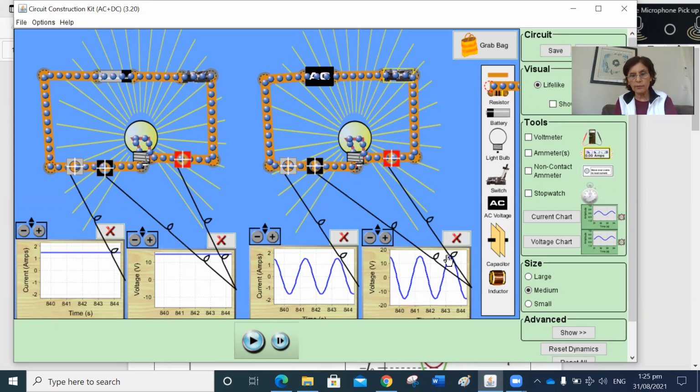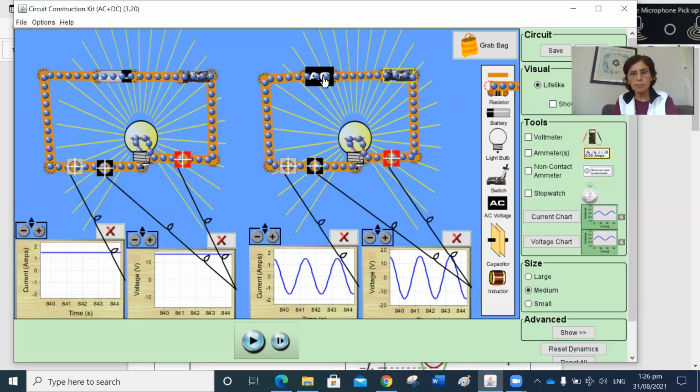And another thing that we can see is that current and voltage become positive maximum or negative maximum at the same time. Or in other words, what we say is that current and voltage are in phase. Is everyone following so far? Yeah. Okay, that's good.